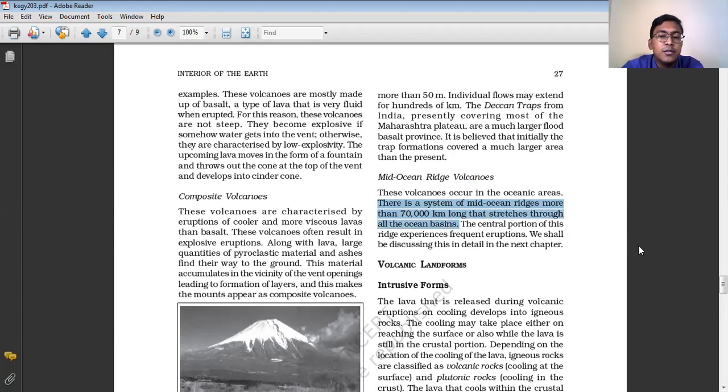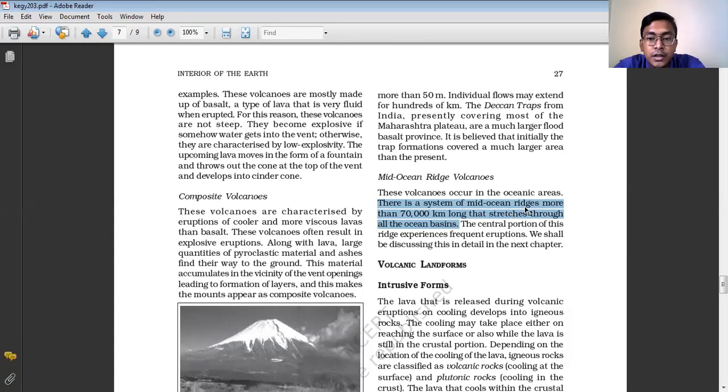This kind of mid-oceanic ridge volcano means there's a long chain of hilly areas, or you can say a mountain, and the total length is around 70,000 kilometers. It is a continuous chain of hills within the oceans, which can be found almost in all the ocean basins, like the Indian Ocean, Pacific Ocean, and all. A major part of it can be found in the Pacific Ocean.